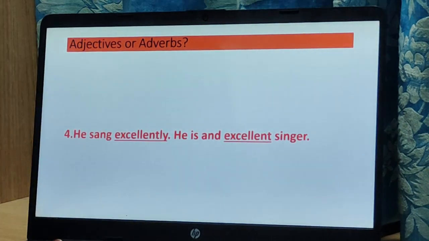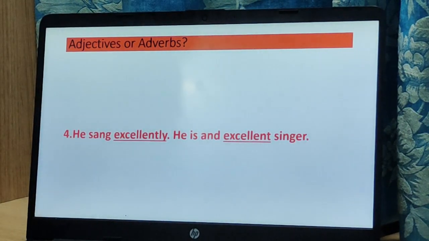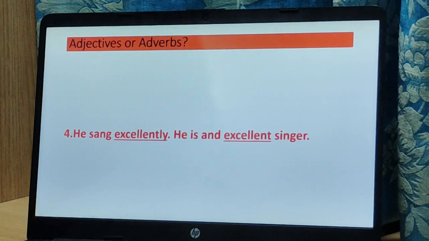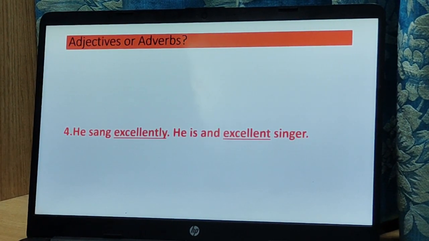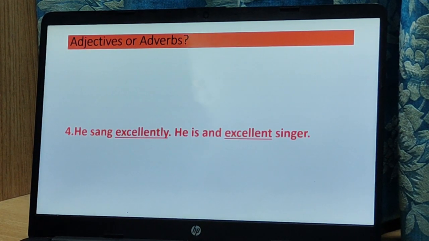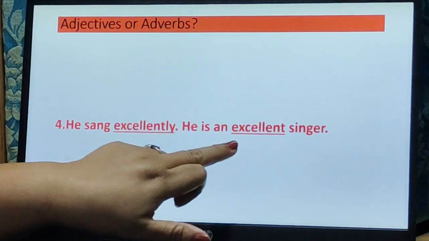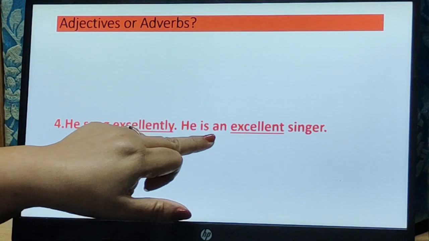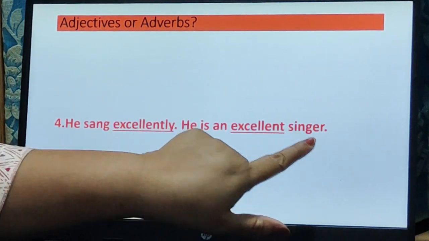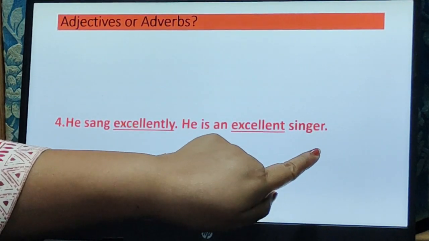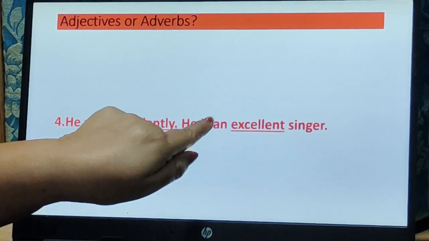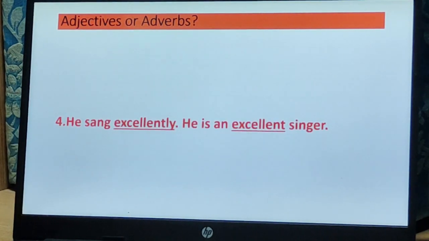In this sentence, he sang excellently. How did he sing? Sing is a verb, and the word excellently is telling us how he sang. It is telling us about a verb, and hence it is an adverb. He is an excellent singer, and here what we have is excellent between an article and a noun, because I can make singers, it's a noun, and hence this excellent is an adjective.